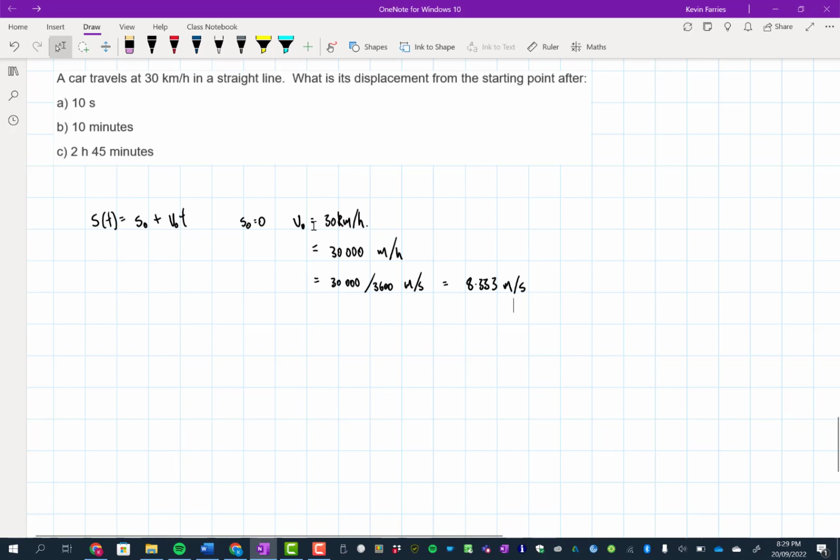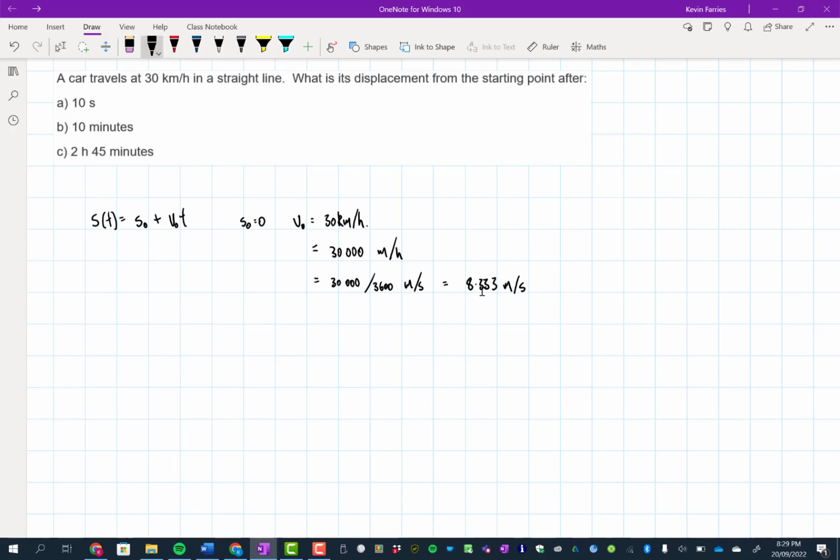Now I usually remember, I don't know why, but I remember that 100 kilometers an hour is roughly 30 meters per second. And so that's reasonable. If it's 100 kilometers an hour, it's 30 meters per second, so it's reasonable to have a third of that. We're in the right ballpark anyway, 8.33 meters per second.